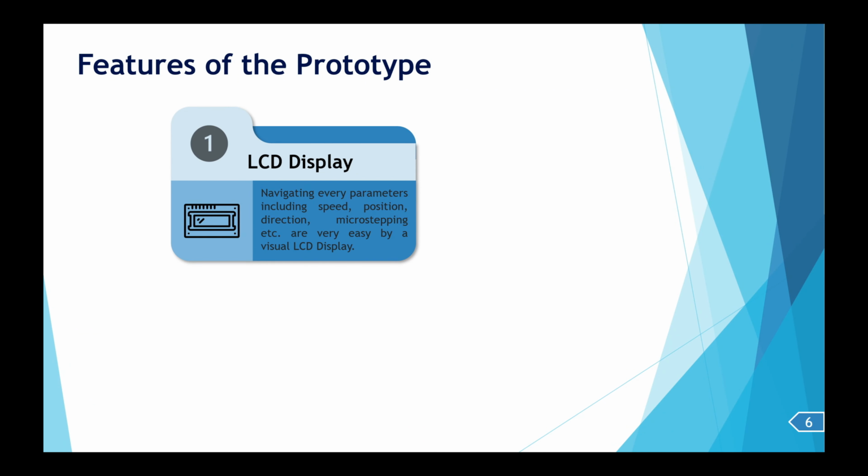Now in our controller, we are giving some features. The first feature is the LCD display. Whatever parameters of any bipolar stepper motor you are controlling, you can directly see the position, the speed, and other parameters on the LCD display that is integrated in our controller.